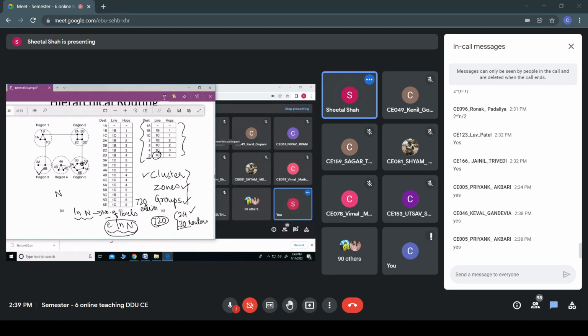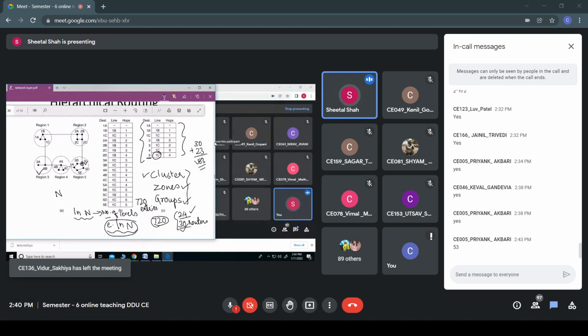Whereas if it uses 24 regions, and in each region there are 30 routers, what should be the size of the table now? For 30 routers, there should be 30 entries, plus it should have the idea of the other 23 regions. So 30 plus 23 is 53. So these many entries would be there in this given specification.